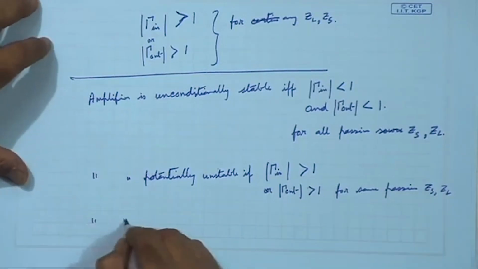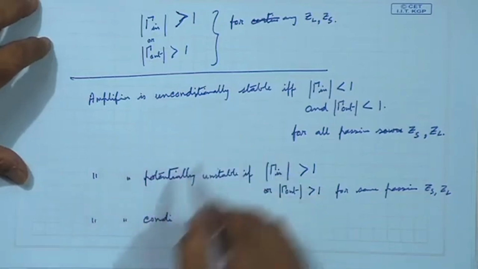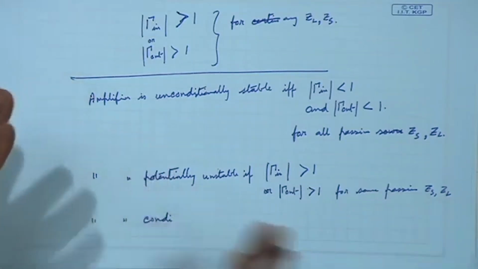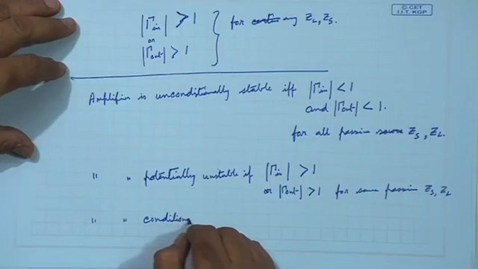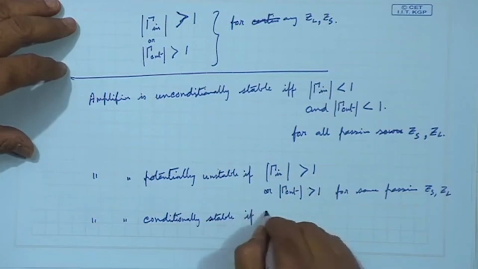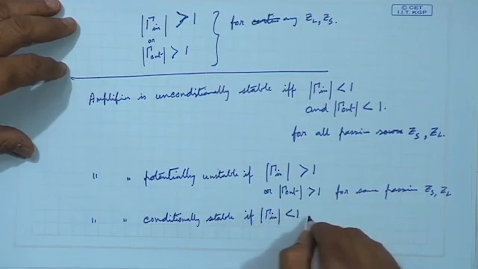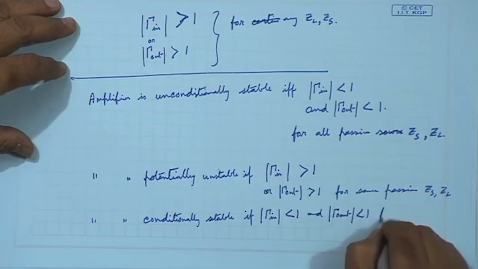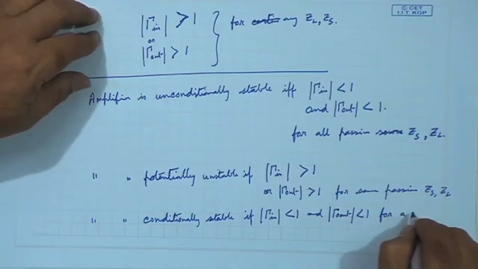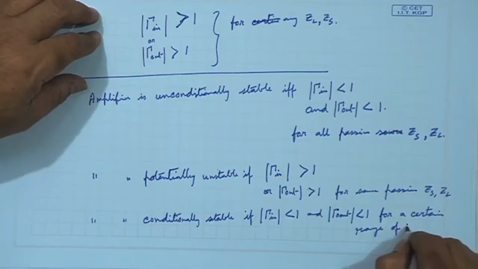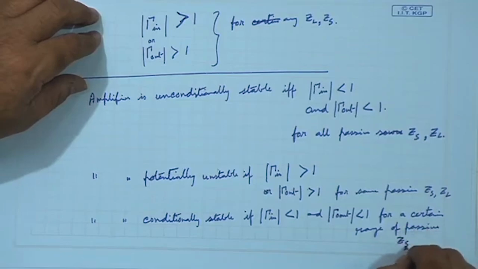Now, we can make an amplifier conditionally stable. That means, though it is potentially unstable, we will avoid those combinations of ZS and ZL. If I avoid this set, these particular choices of ZS, ZL, then I will say that it is conditionally stable if gamma in is less than 1 and gamma out is less than 1 for a certain range of passive ZS and ZL.